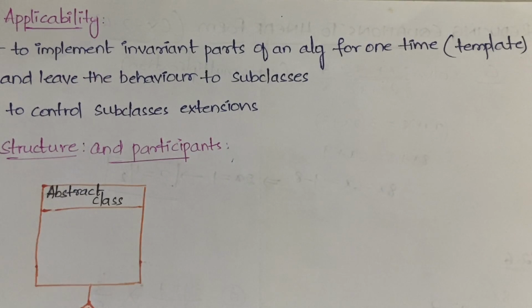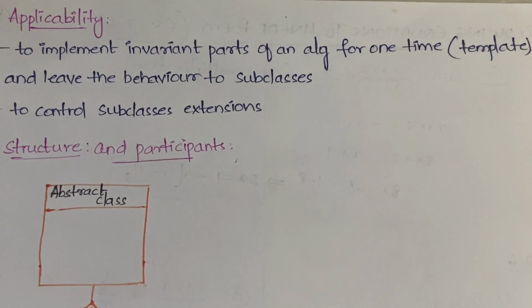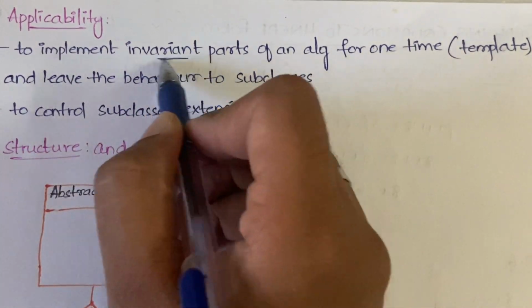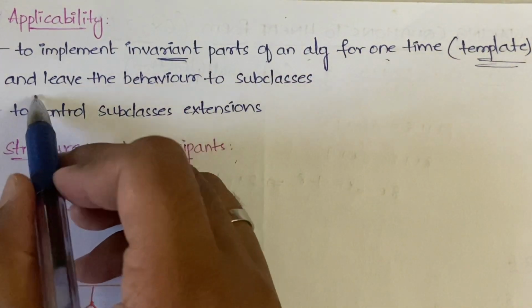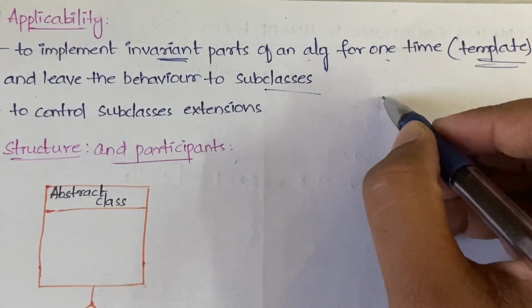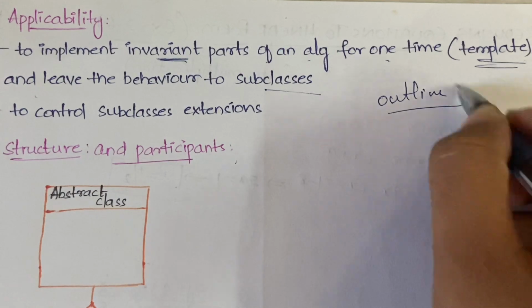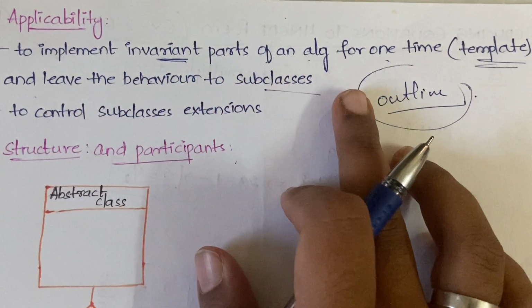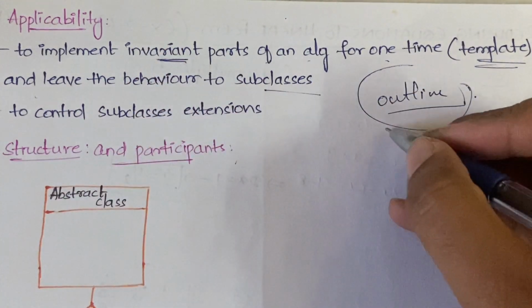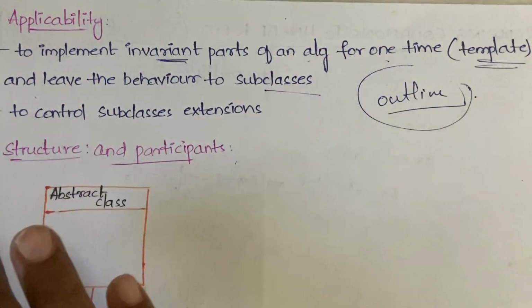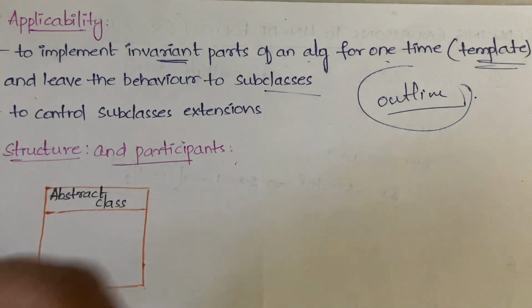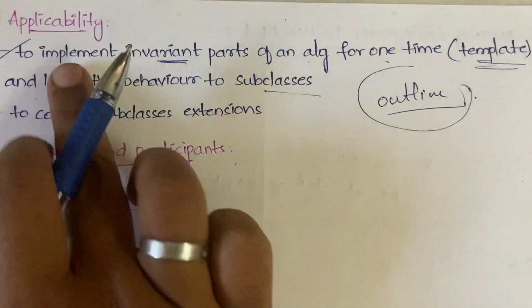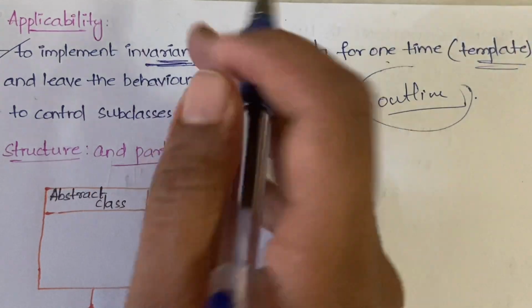Very simple. Now let us see what the applicability is. You know what applicability is, right? In which situations you can use this. When you want to implement the invariant parts of an algorithm one time, that is, defining a template one time and leaving the behavior to the subclasses. You are just defining the outline and leaving the behavior to the subclasses, so according to the subclasses' requirements they can design the behavior. You are just giving them a format, and based on their requirements, they can define whatever they want. In that case you can use this template pattern to implement the invariant parts. You know what variant is, right?